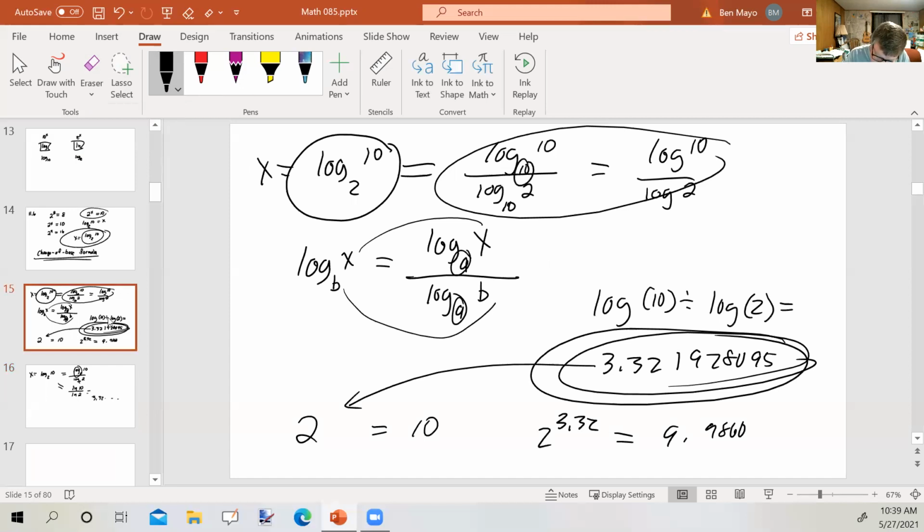But the point is, when you split it up, these two bases have to both be base 10 or both be base e. Don't have one of them 10 and one of them e or vice versa. They've got to both be 10 or both be e, and then that will give you the solution. Okay, so let's take a look at some examples from the textbook.